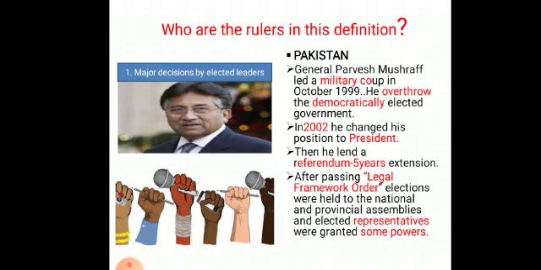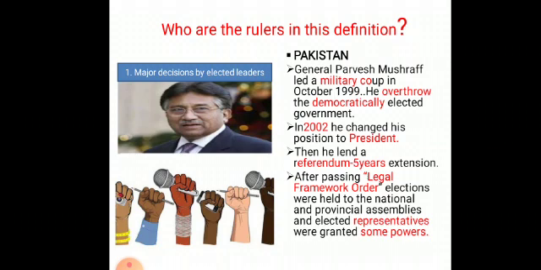In Pakistan, General Pervez Musharraf led a military coup in October 1999. He overthrew the democratically elected government and went on to become the president of the country. In 2002, he also held a referendum in the country that granted him a 5-year extension. You may ask me a doubt, ma'am, what is meant by referendum? Yes, referendum is nothing but the direct vote, V-O-T-E, vote, in which an entire electorate is asked to either accept or reject a particular proposal.